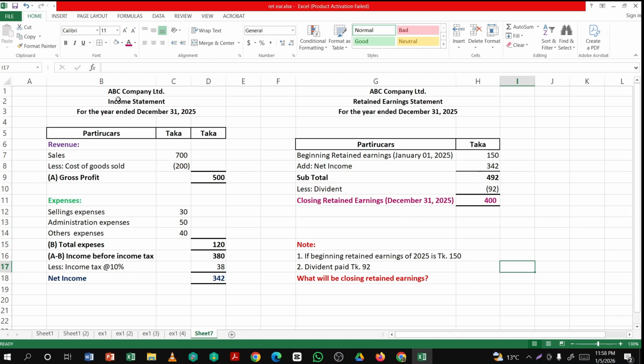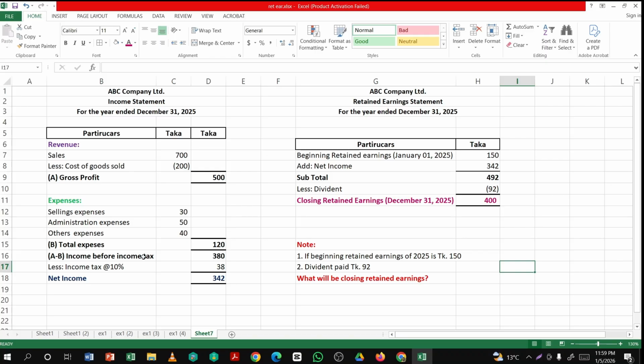Here we will work through a practical example of how to calculate retained earnings. ABC Company Limited income statement for the year ended December 31, 2025. Revenue, sales 700 less cost of goods sold 200. Gross profit will be 700 minus 200 equals 500. Expenses: selling 30, administration 50, other expense 40. Total expense is 120.